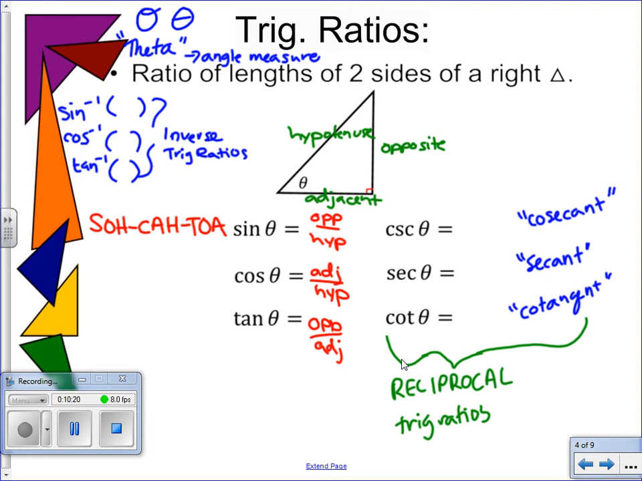So these three: the reciprocal of sine is cosecant. That's why I have them on the same line there. So I'm just going to flip opposite over hypotenuse, and cosecant is hypotenuse over opposite. Cosine has a reciprocal that is secant. So I flip adjacent over hypotenuse, and it's now hypotenuse over adjacent. And cotangent is the reciprocal of tangent, so it's adjacent over opposite.